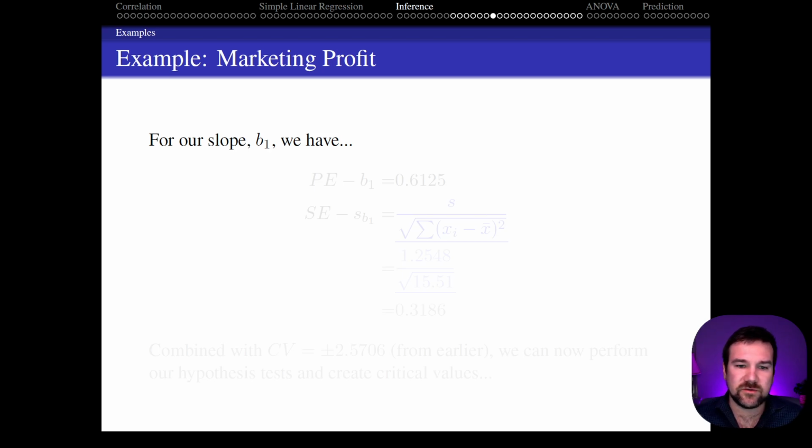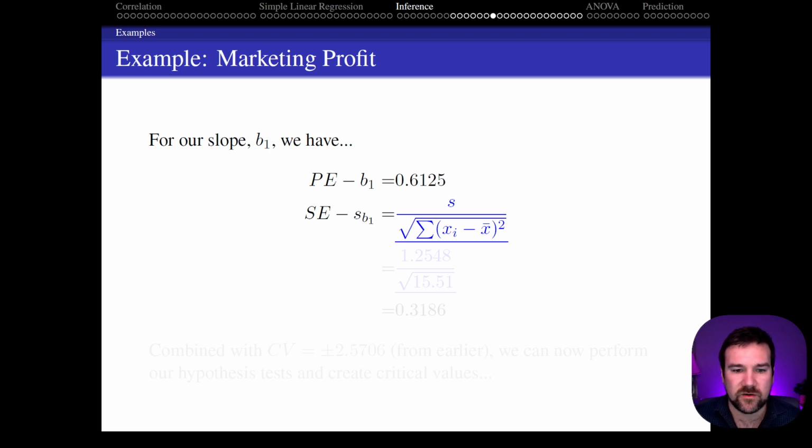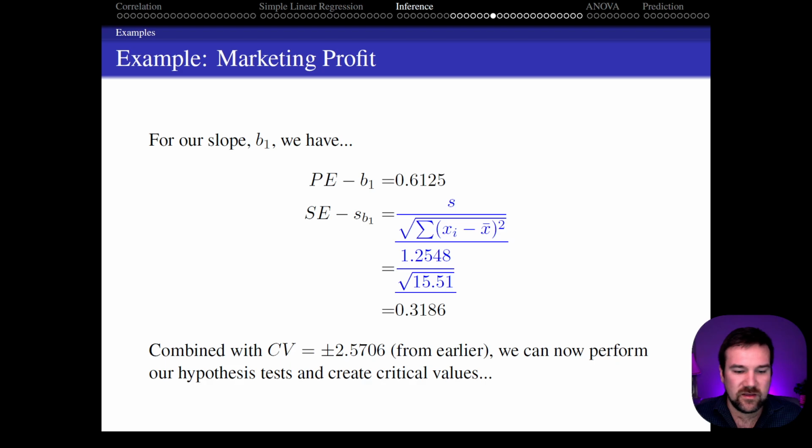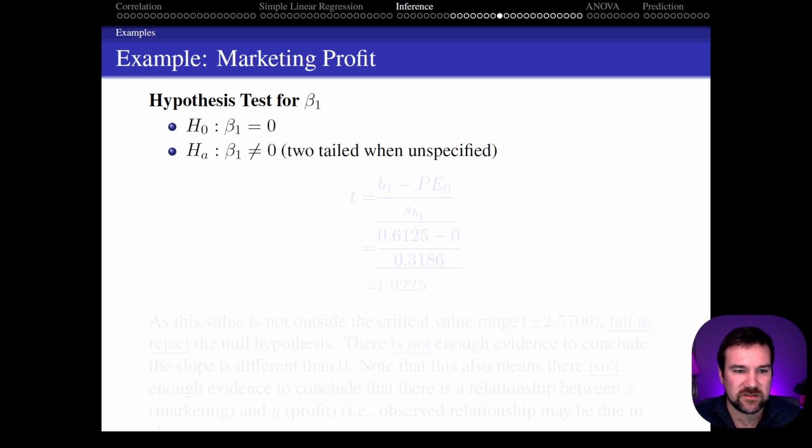All right, well, let's work on our slope. So for our slope, our point estimate, again, we calculated this previously. This is from the previous section when we were calculating the basic line. Our standard error, again, we're denoting the standard error of the slope is S sub B1, and this is that S over the square root of sum of x minus x bar quantity squared. I just plug in my numbers from the previous slides and get 0.3186. Yay! Combined with the critical value, now I have the point estimate, standard error, and critical value needed to do my tests.